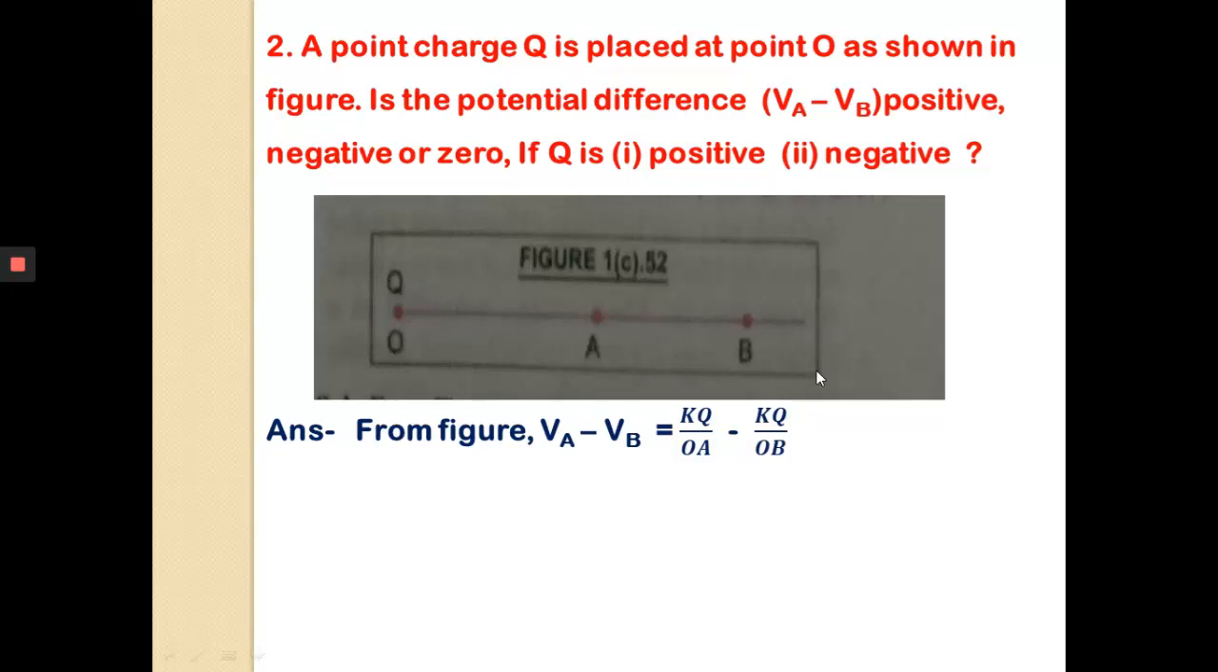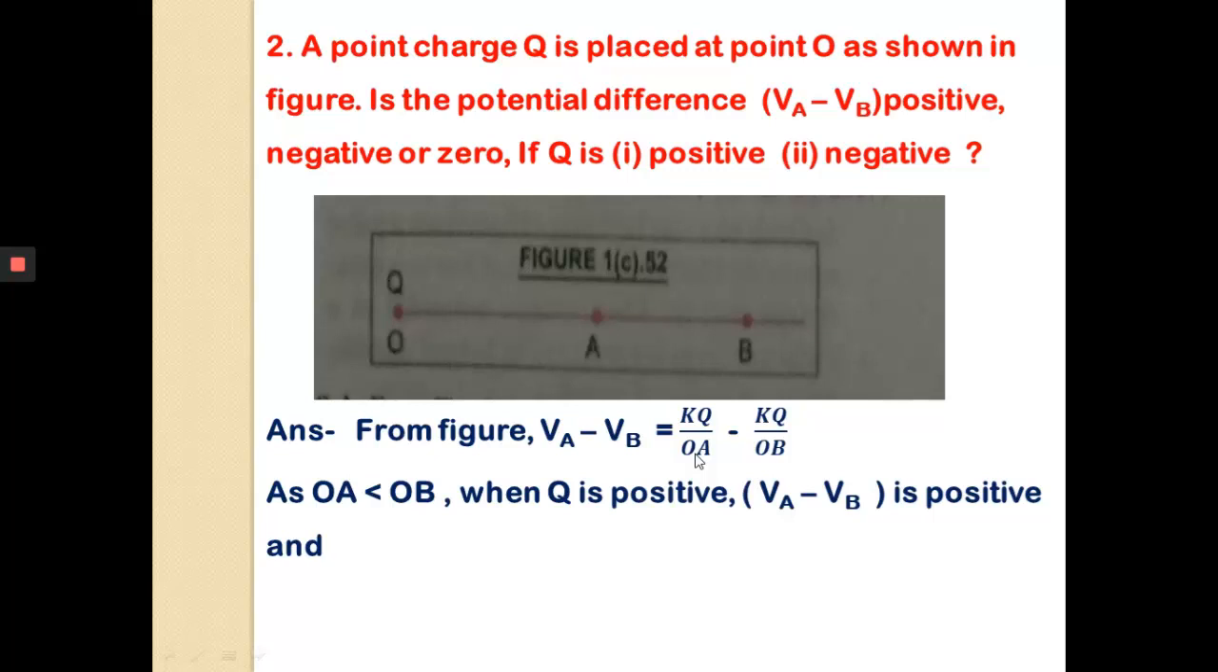Now, this is the formula. If Q is positive, what will happen? 1 by OA. OA is lesser than OB, right? Then 1 by OA will be greater than 1 by OB. If Q is positive, VA minus VB will be positive. Then tell me, if Q is negative, what will happen? 1 by OA minus 1 by OB, that is VA minus VB, will be negative.